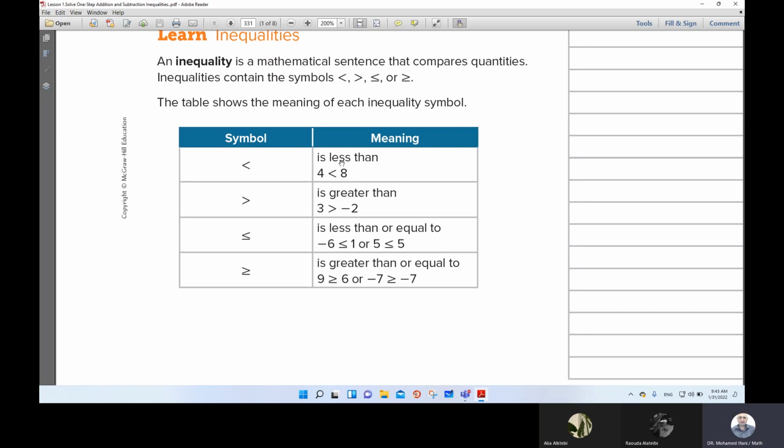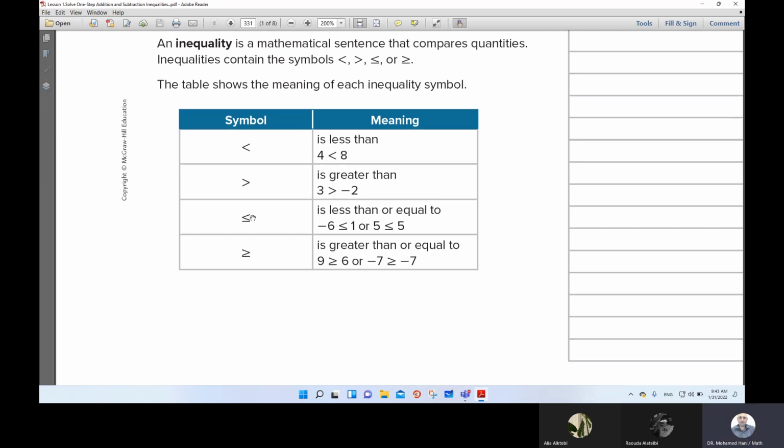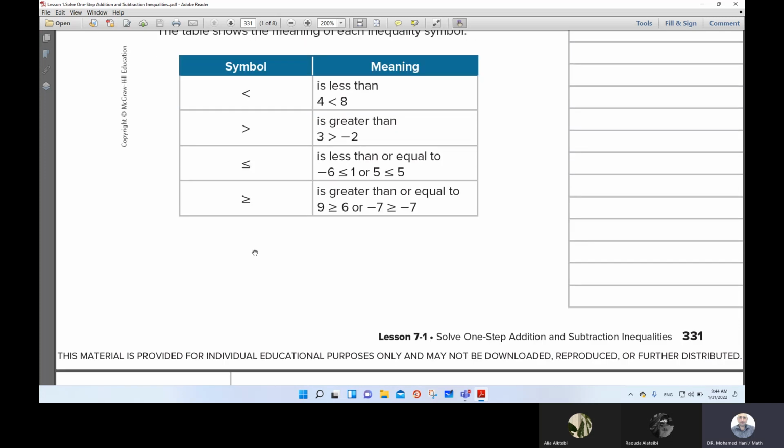This symbol means is less than, for example, 4 less than 8. The name of this form is inequality. And this symbol is greater than, for example, 3 greater than negative 2. This is also an inequality. And this symbol means is less than or equal to. Here we have two signs. For example, negative 6 less than or equal to 1, or 5 less than or equal to 5. The last symbol is greater than or equal to. For example, 9 greater than or equal to 6, or -7 greater than or equal to -7. These are also inequalities.